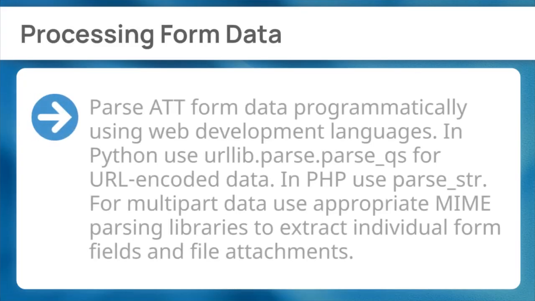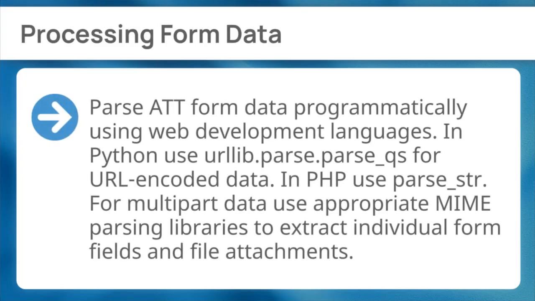Next, processing form data. Parse ATT form data programmatically using web development languages. In Python, use urllib.parse for URL-encoded data. In PHP, use a parser for multipart data. Use appropriate MIME parsing libraries to extract individual form fields and file attachments.